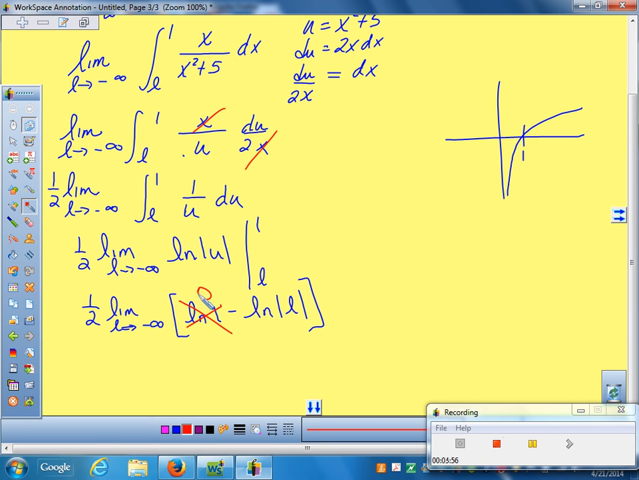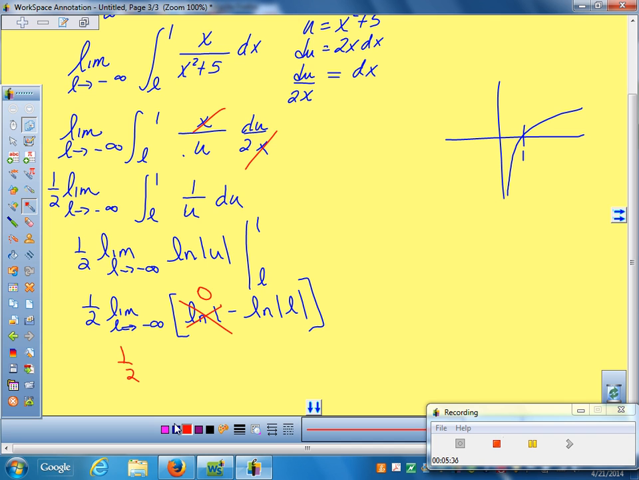Now, I will tell you, on some of these, if you get a natural log of something like 2, 3, anything other than this 1, you might have to use your rule about subtracting logs is really dividing. So I could have turned this into the log of 1 over L, since that was subtraction there. And on some problems, you may have to do that. But in this case, we don't.